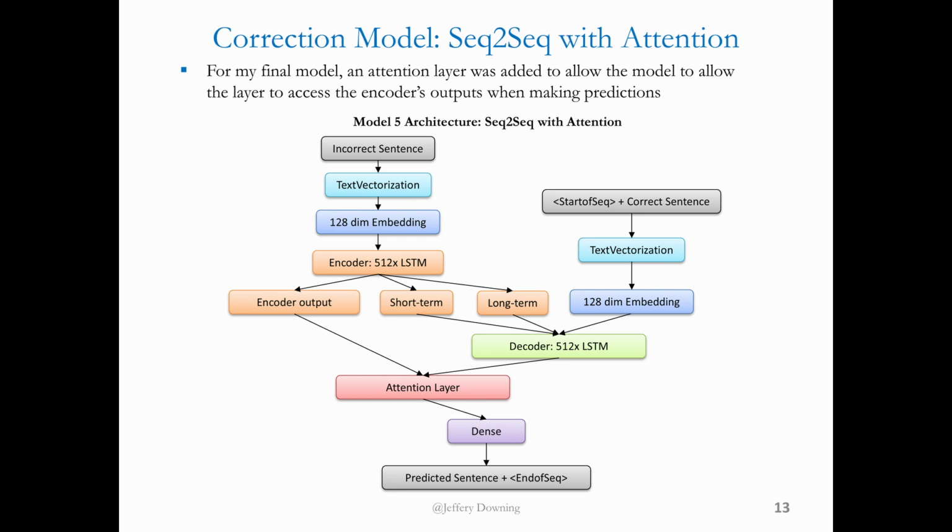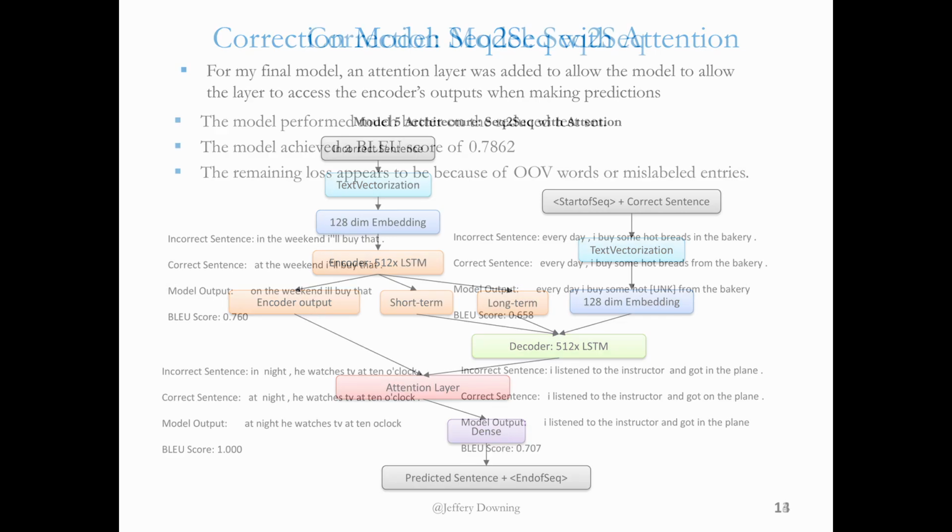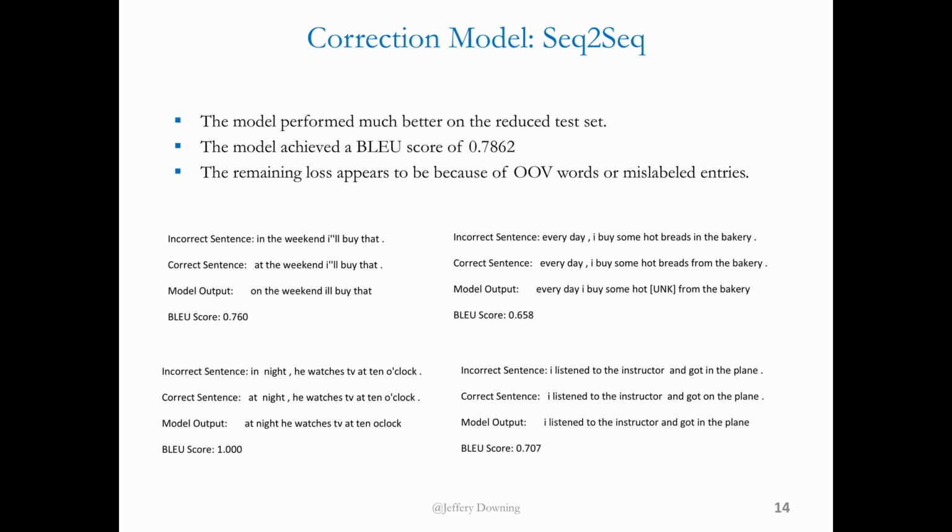For my final model, I decided to add an attention layer just to see how much that could improve results. Adding the attention layer allows the encoder's outputs to be used when making predictions. The key difference in this model's architecture is that the encoder's output is also saved, and that combined with the decoder's output is sent to an attention layer, which uses both the encoder and decoder's results to make predictions. That's passed into the dense layer, and then we get our predicted sentence. And this model performed much better on the reduced test set.